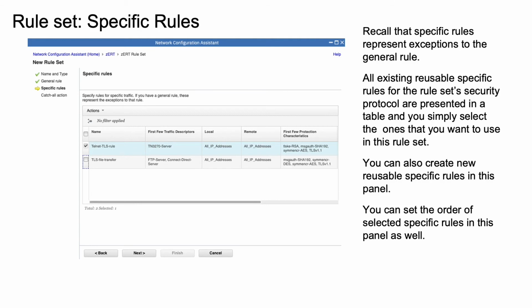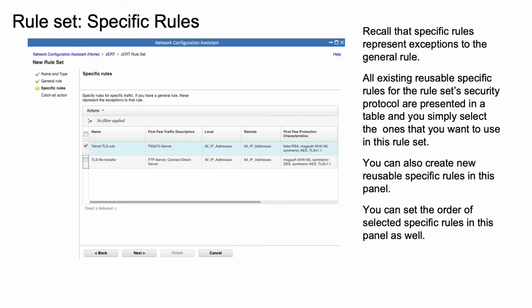After selecting the general rule, you next select the specific rules for the rule set. Remember that the specific rules represent exceptions to the general rule. They will be evaluated after the general rule is evaluated, so only connections that do not match the general rule, if the rule set has one, will be evaluated against specific rules. The specific rules are evaluated in order, and the first one that matches the connection being evaluated is used.